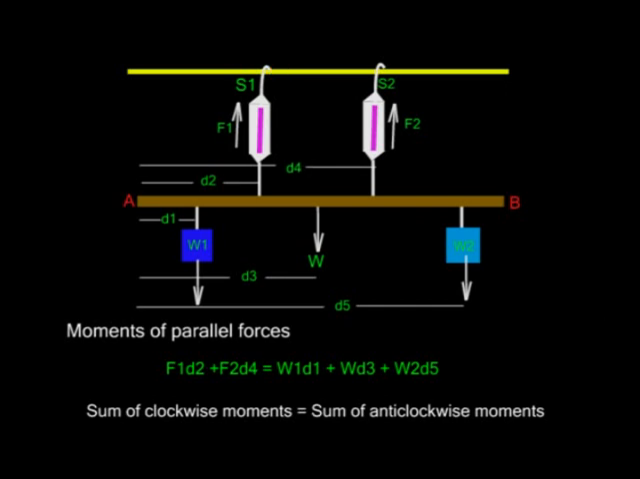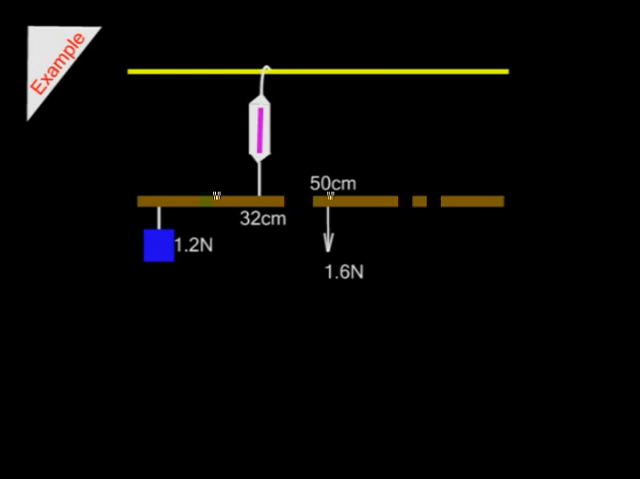An example. A uniform meter rule of weight 1.6 newtons is supported by a spring balance at the 32 centimeter mark. The meter rule is balanced horizontally by a 1.2 newton weight suspended as shown on your screen. Now you need two things, that is the point where the 1.2 newton is suspended, and secondly the reading on the spring balance.